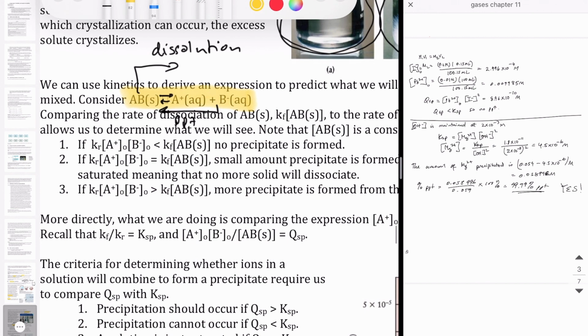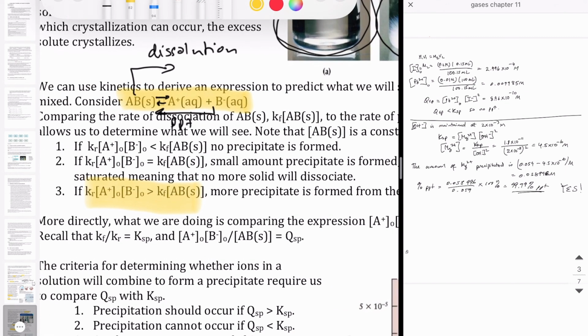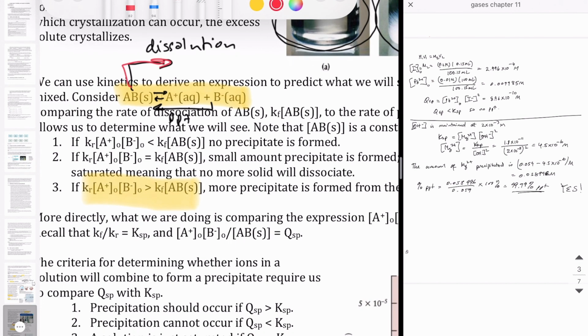So that's condition 3 right here, okay? So it's showing you that the rate of the ions going towards the precipitate, the reverse rate, is greater than the forward rate. Vice versa, if you have the dissolution rate, and that rate is greater than the rate going backward, then as soon as the precipitate forms, it's going to dissolve. So you're never going to see a precipitate. And so that's condition A right here. No precipitate has ever formed.